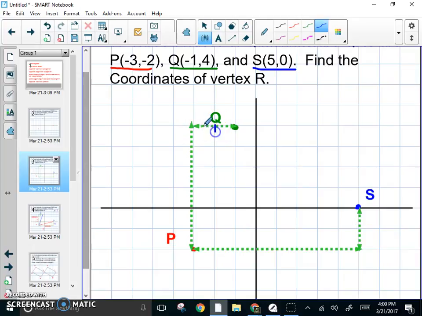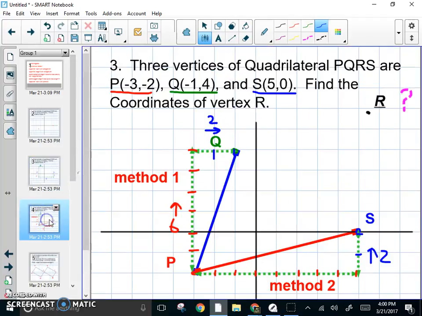So this is right 2 and down 1, 2, 3, 4, 5, 6. That means that this one would have to be the same thing. It would have to go up 6 from S to get to R and go right 2. Or if you counted this one, it'd be 1, 2, 3, 4, 5, 6, 7, 8, and then up 2. So if I went from Q, I would go up 2 and over 8. And that's how I'd find out R.